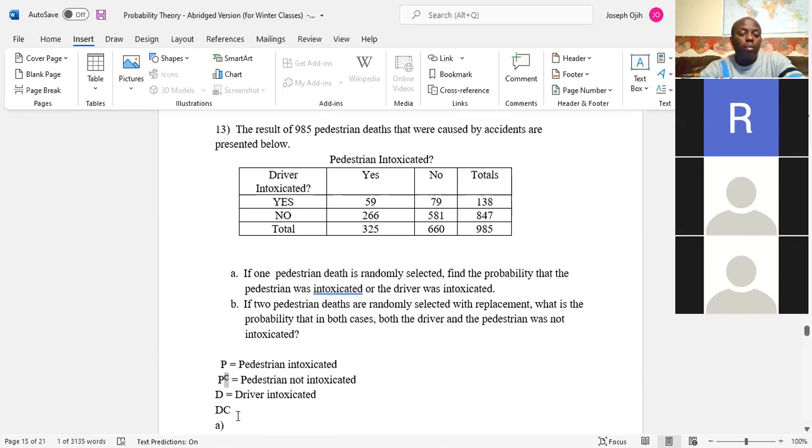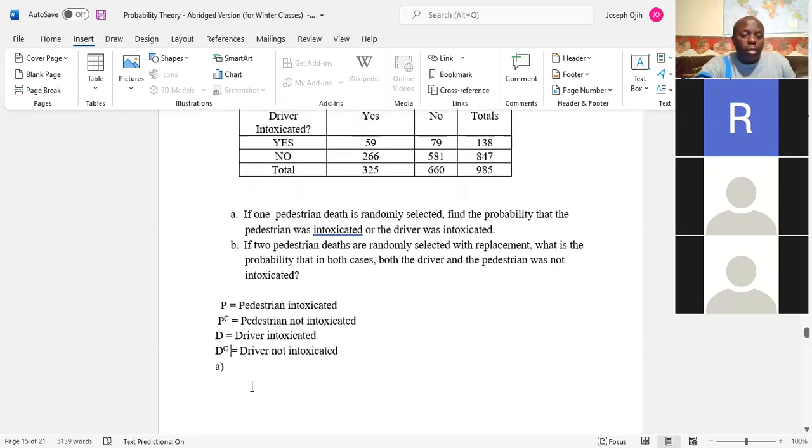Okay. D complement equals driver not intoxicated. With this, we can answer those questions. So this is going to be D complement, okay. Right, so now we are ready.